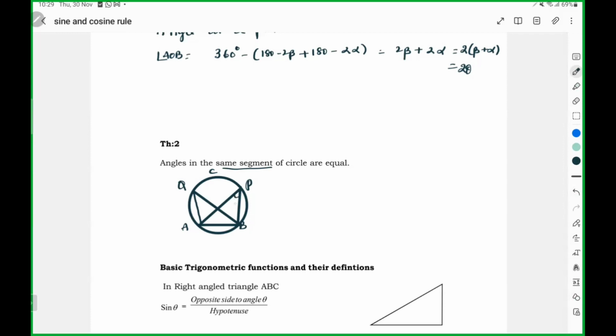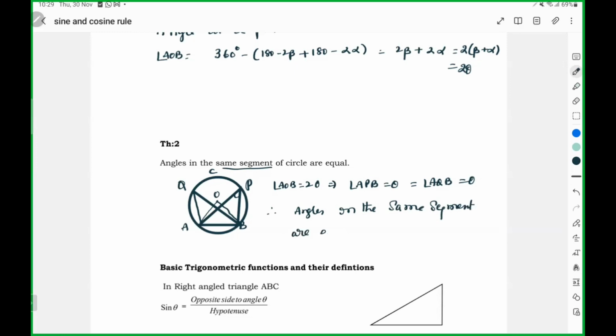Say this is the center. If I say angle AOB is 2 theta, angle APB will be theta. Similarly, angle AQB is also theta. Therefore, we say angles in the same segment are equal.